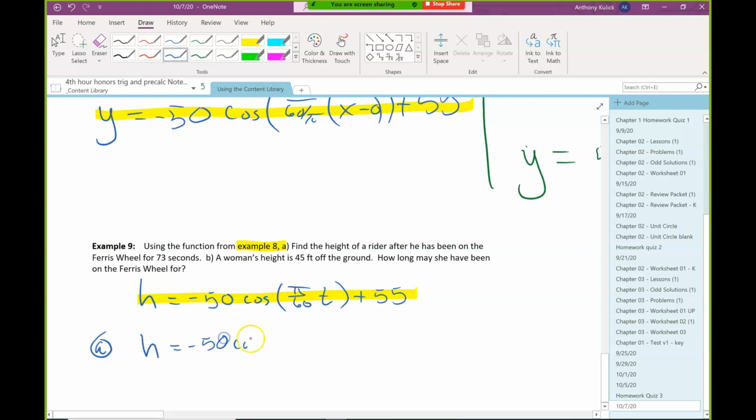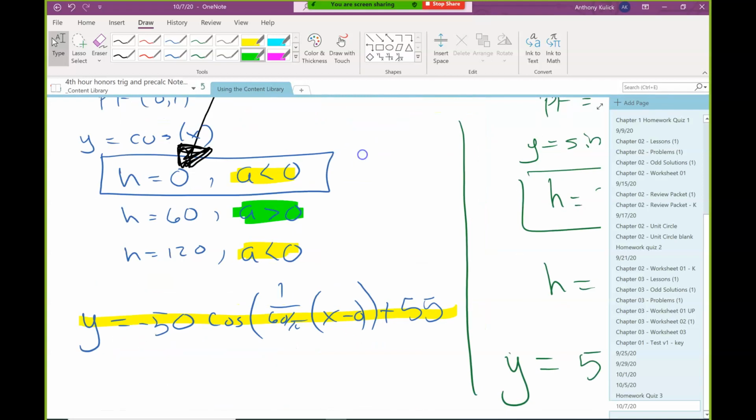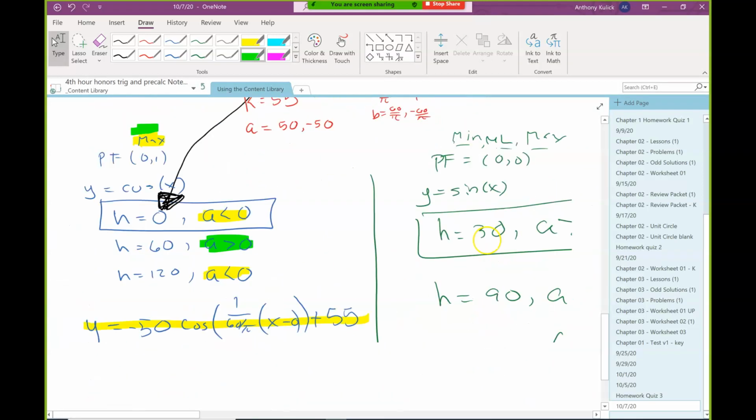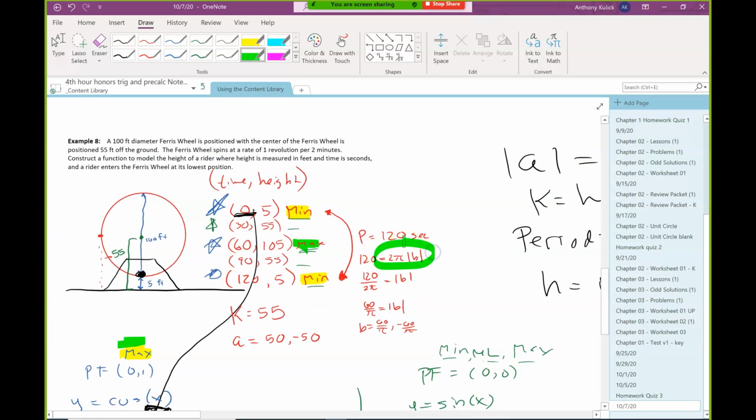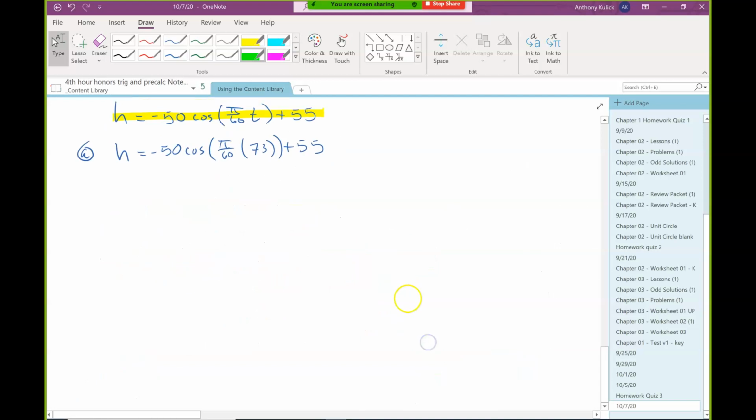Now, when we do this, it's an important point. We're using sine or cosine on our calculator. What mode does our calculator need to be in? It needs to be in radians. How do I know that it needs to be in radians? Because when we found our period, we called it 2 pi over b, not 360 over b. So we've got to make sure that our calculator is in radian mode.